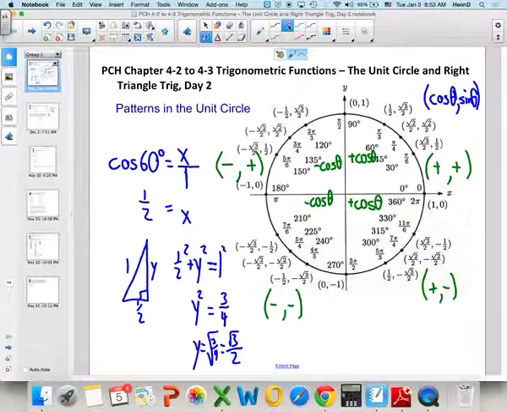What is the y-coordinate on all of these points? It's our sine. So in the first quadrant, our sine is positive. In the second quadrant, our sine is positive. In the third quadrant, our sine is negative. And in the fourth quadrant, our sine is negative.